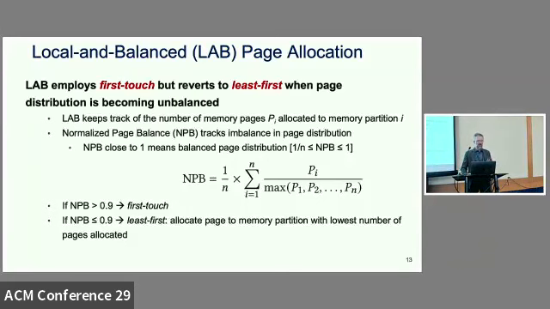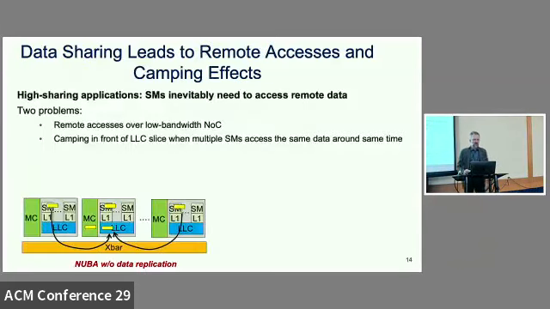So that was the memory page allocation part. Let's now talk about the data sharing part. If you have high-sharing applications, the SMs will inevitably need to access remote data. That leads to two problems. First, you have remote accesses over a low bandwidth NOC, and second, you could have camping effects in front of LLC slices when different SMs access the same data around the same time.